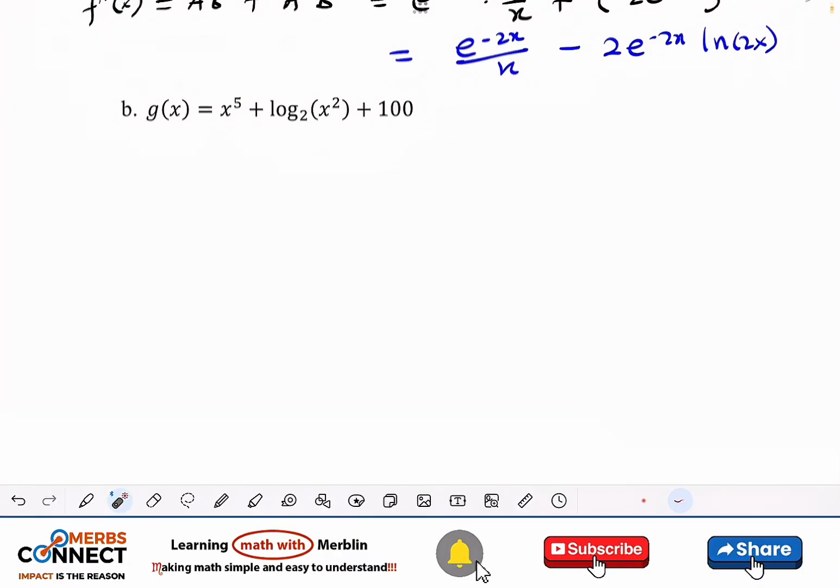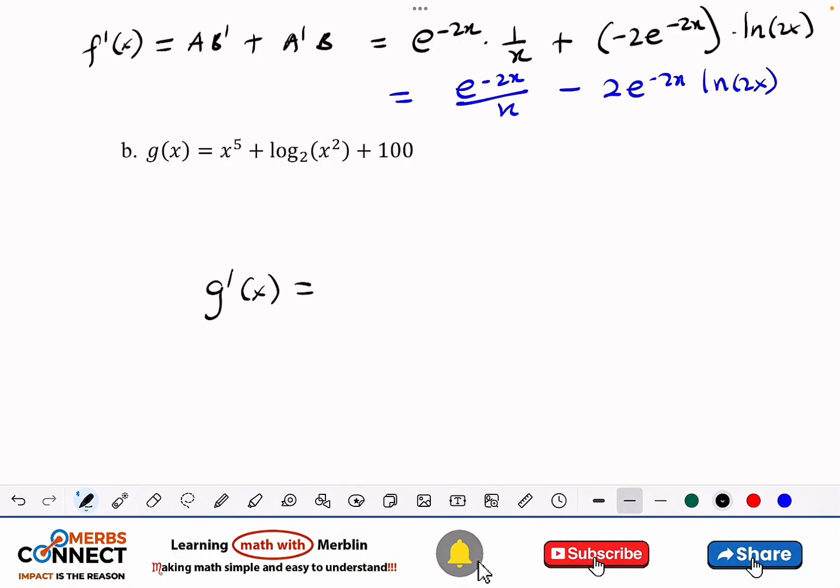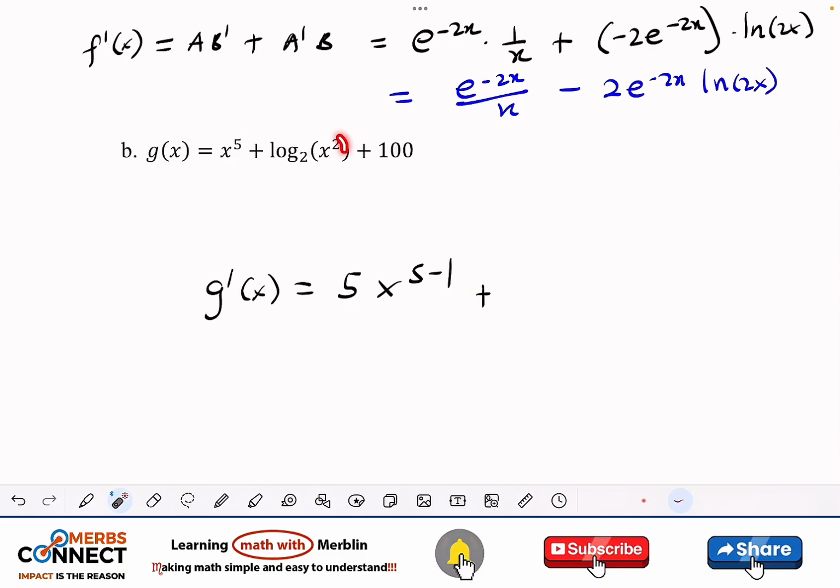Now let's look at B, right? Now B, we don't need to simplify. This is the sum rule. So let's go through the process by using the sum rule to differentiate the function. So g prime of x is equal to, when we are differentiating this, we are using the power rule. So 5x to the power 5 minus 1 plus, now this is the log function. So we need to use the log rule.